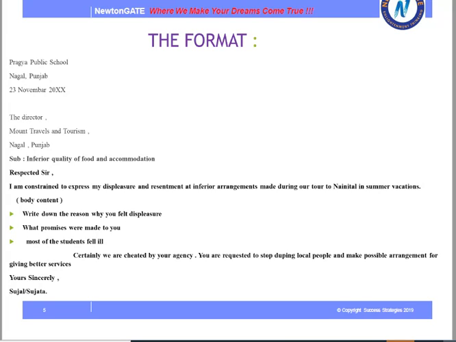Lastly, you have to give a conclusion. That is, for this letter I have given, certainly we are cheated by your agency. You are requested to stop duping local people and make false arrangements, and give better services. Next, yours sincerely, faithfully, truly, anything you can give. Next, the name will be the same as given in the question. That is Sujal or Sujata.